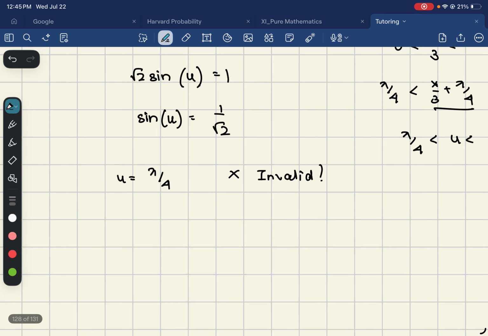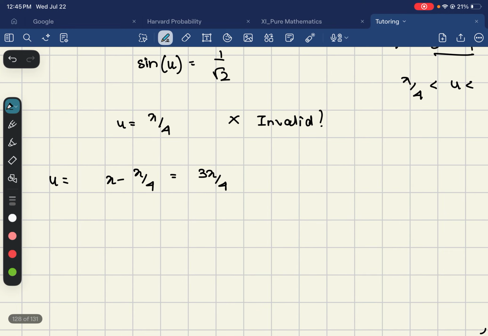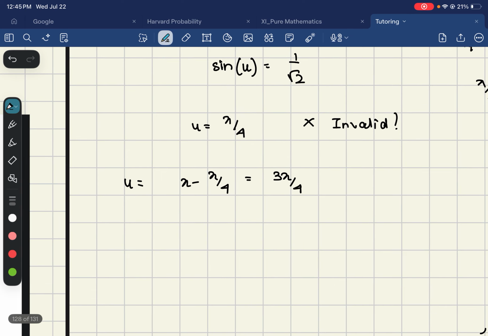How do I get my other solution? Well, it's 180 degrees or pi minus pi by 4, right? Another solution is in the second quadrant, pi minus pi by 4, using symmetry of sine, and that gives me 3 pi by 4. And this is one valid solution. Now let's think of other solutions.